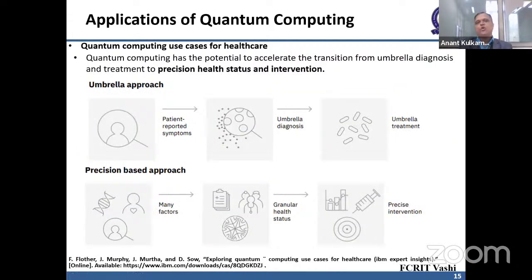Now, how does quantum computing carry out its significance in the healthcare sector? I have presented a comparison between the umbrella approach of the classical way and the precision-based approach with the help of quantum computing. In the umbrella approach, we take patient-reported symptoms, then use an umbrella diagnosis and give an umbrella treatment, like giving some tablets, without analyzing anything. But in the precision-based approach, we consider many factors. Based on many factors, a granular health status is prepared. And based on the granular health status, precision interventions are given. Right? So this is the difference, this is the contribution of quantum computing in the healthcare sector.